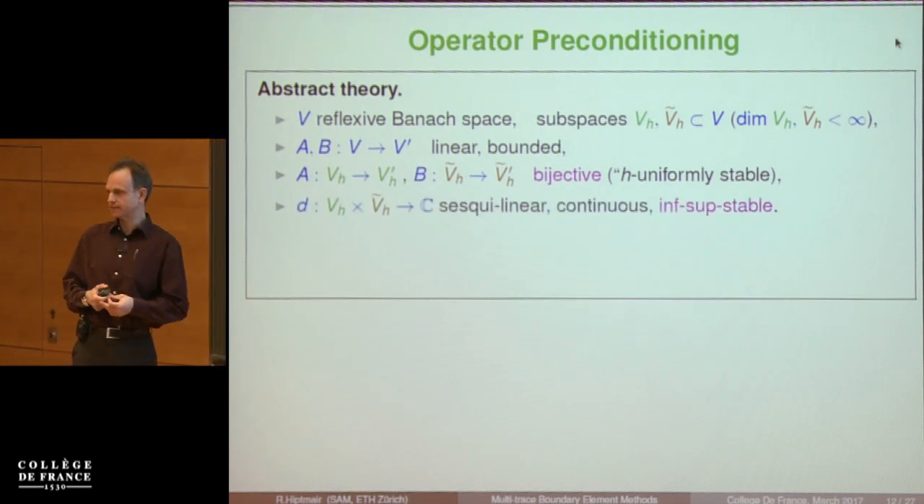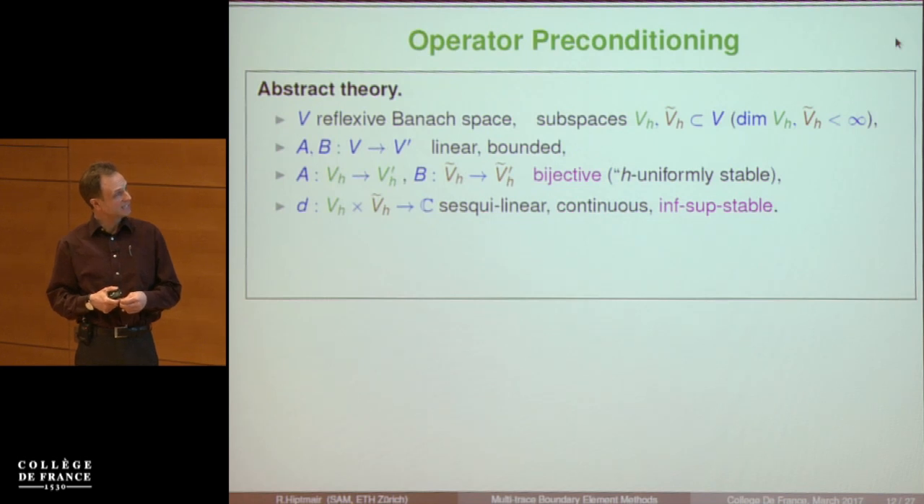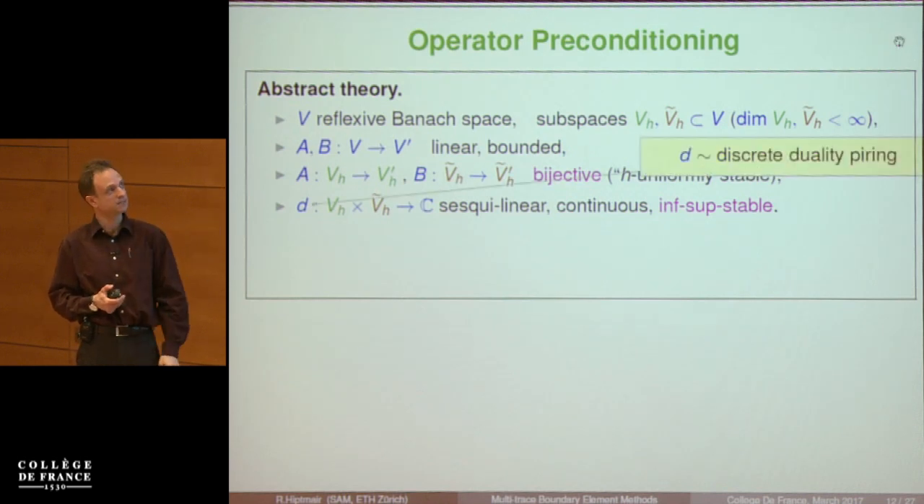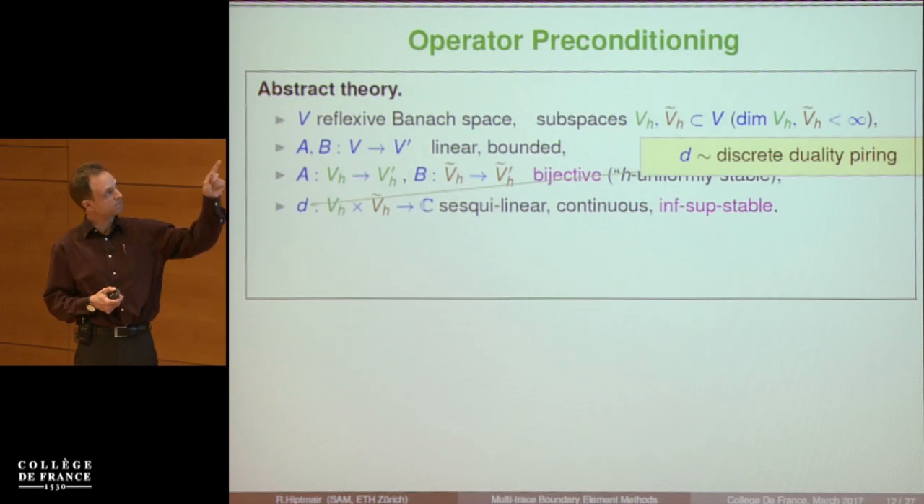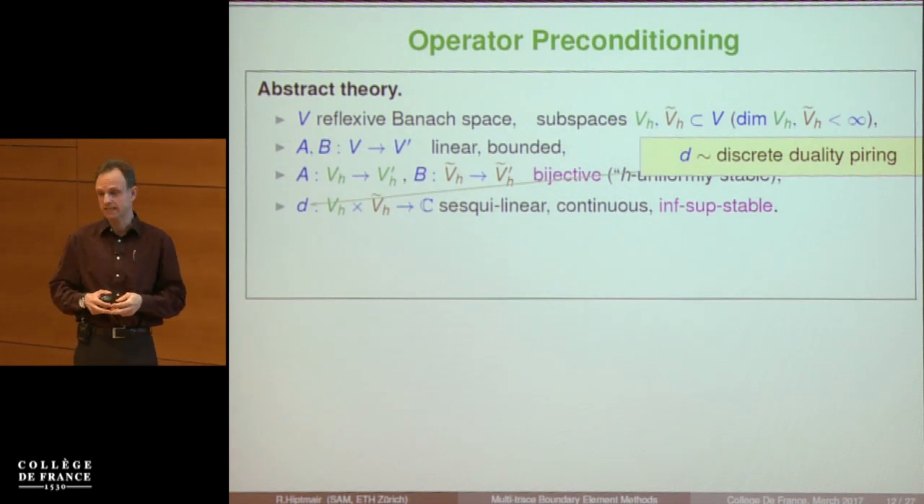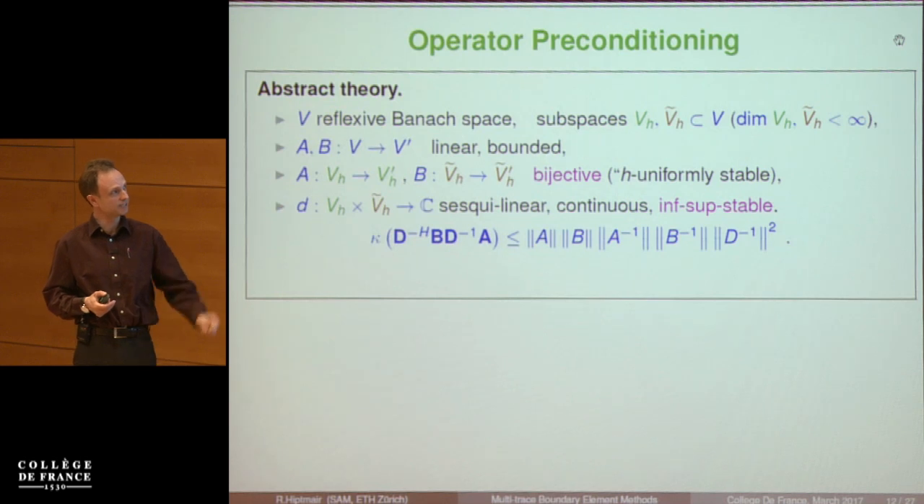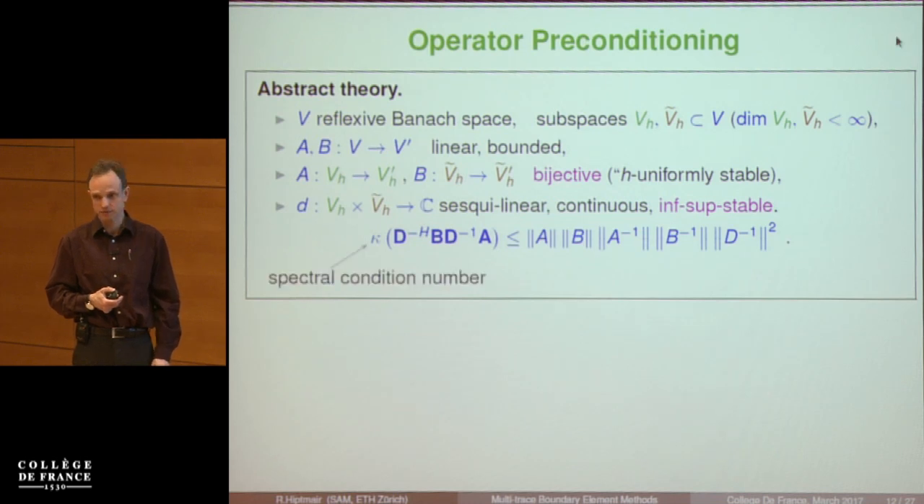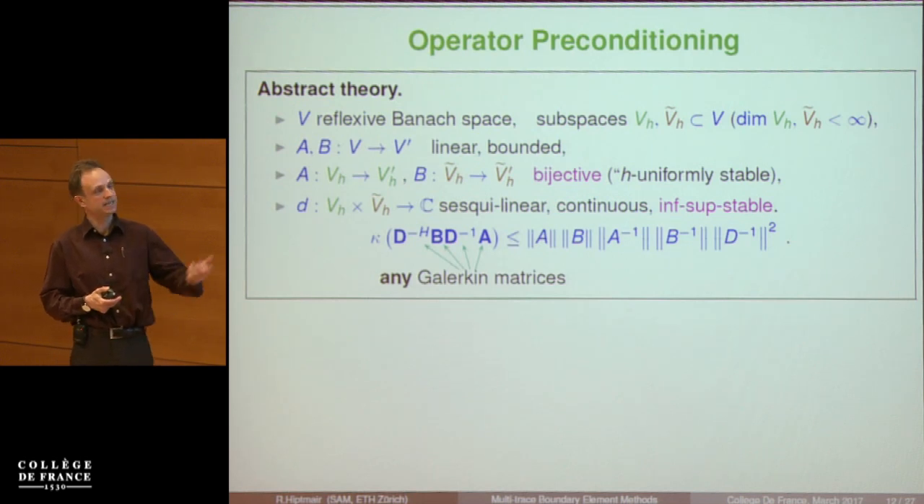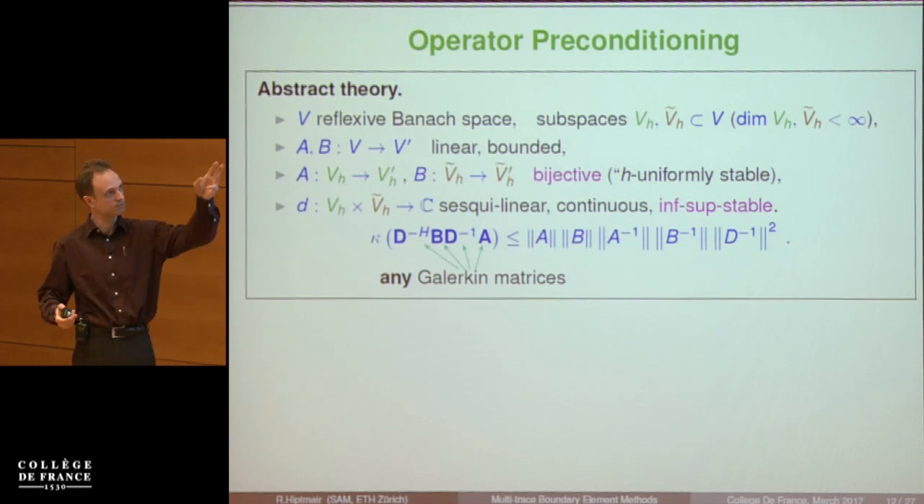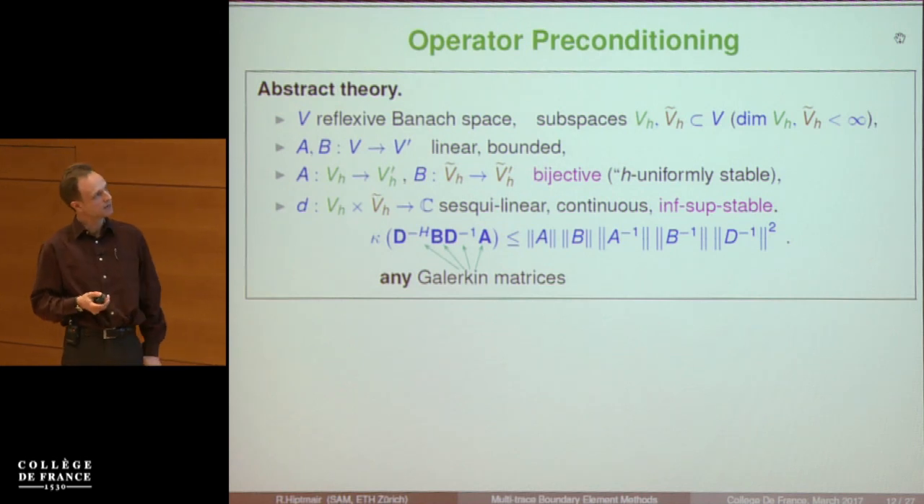And then another key ingredient. You have to assume that you've got a discrete duality pairing between the two boundary element or finite element spaces. And this means that this bilinear form D is inf-sup stable on the pair of finite element spaces. If you have this, then it's not really difficult to prove that the condition number of this matrix product, kappa stands for the spectral condition number, and this can be any Galerkin matrices that arise from A, B, and D. Just choose any basis for the spaces and then plug them into the bilinear forms. And then you have this bound.